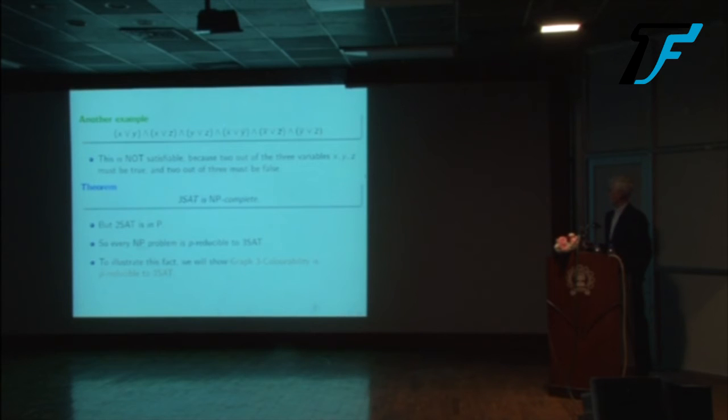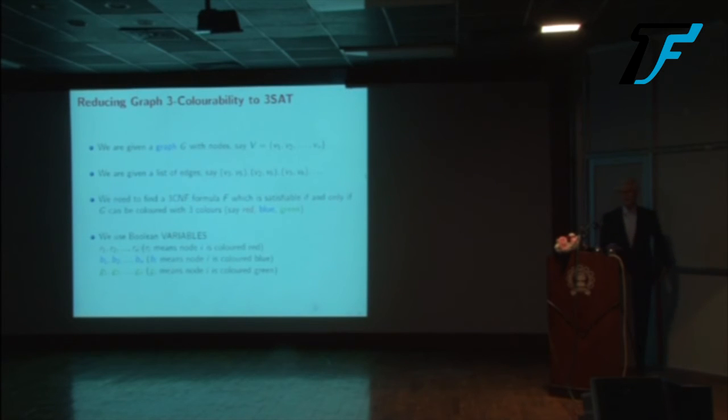Okay, so every NP problem, by definition of NP-complete, is reducible to 3-SAT. Let's illustrate this by an example. In particular, 3-colorability, which is an NP problem, is reducible to 3-SAT. So let's talk about how to do a reduction. In this case, it turns out to be relatively simple.